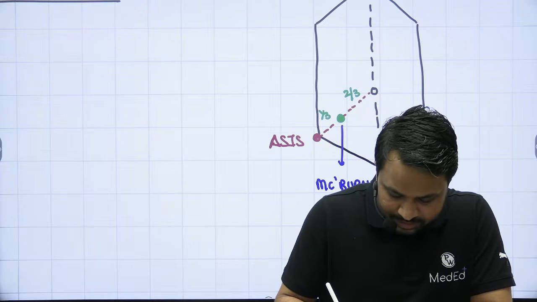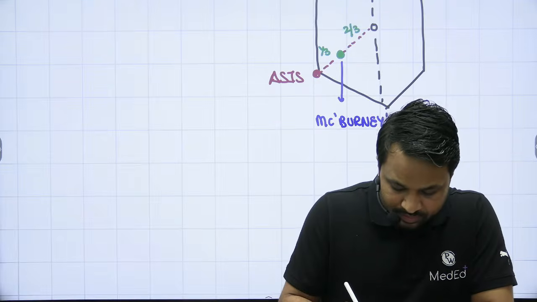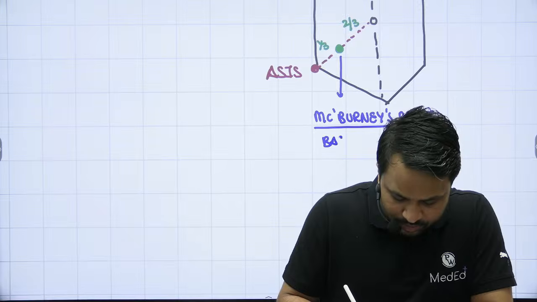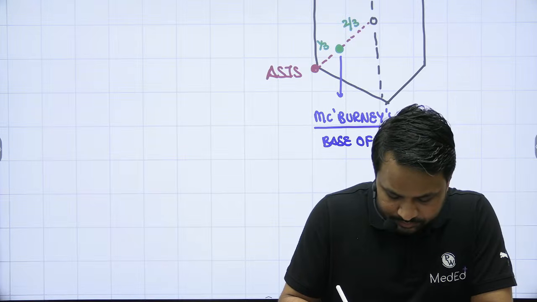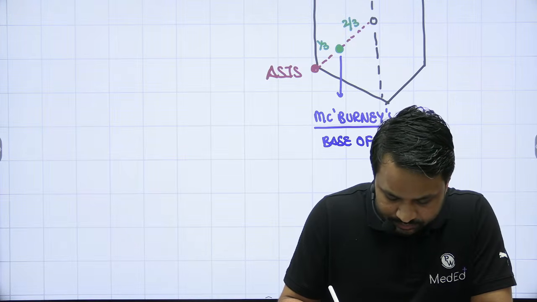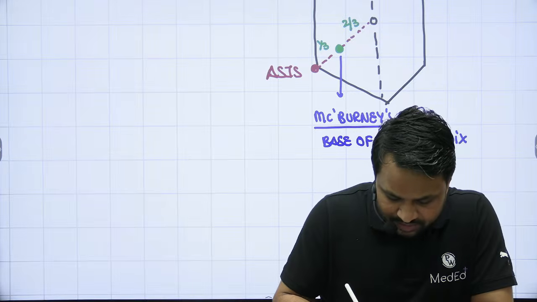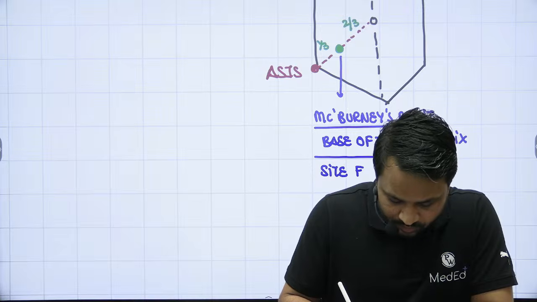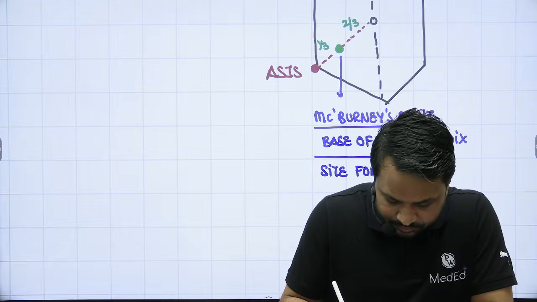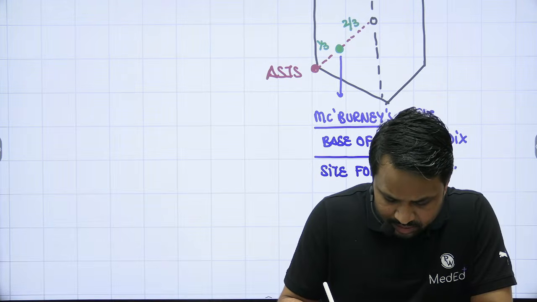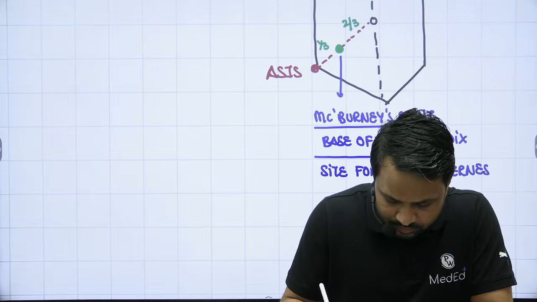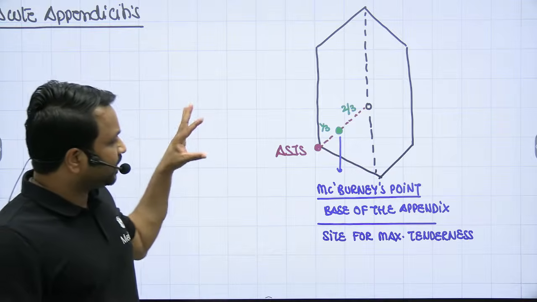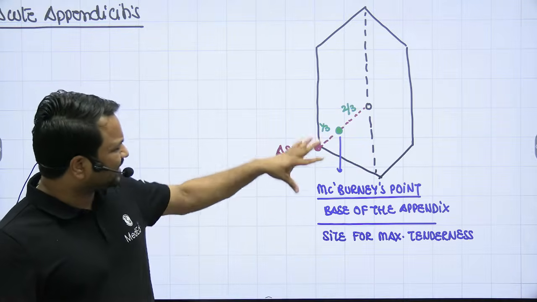This McBurney's point corresponds to the base of the appendix. So this is basically fixed. Now why it is important is this is the site for maximum tenderness. So the McBurney's point corresponds to the base of the appendix, and this is the most common site, the maximum site of the tenderness.